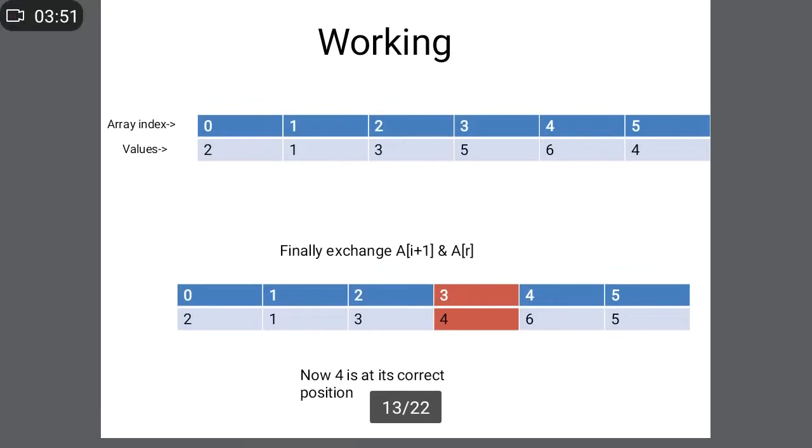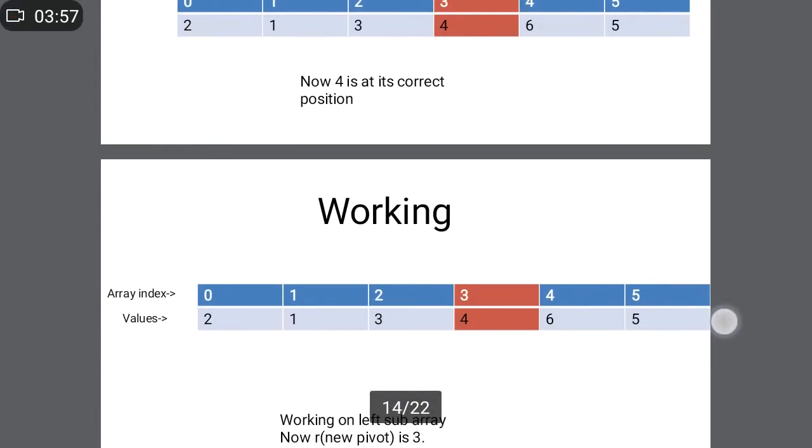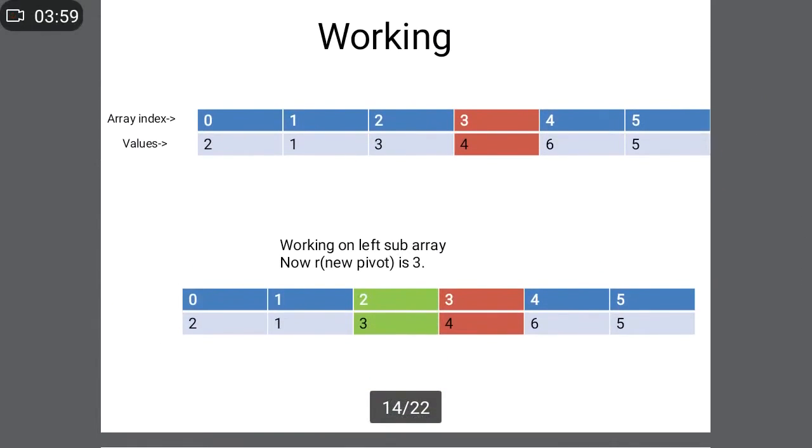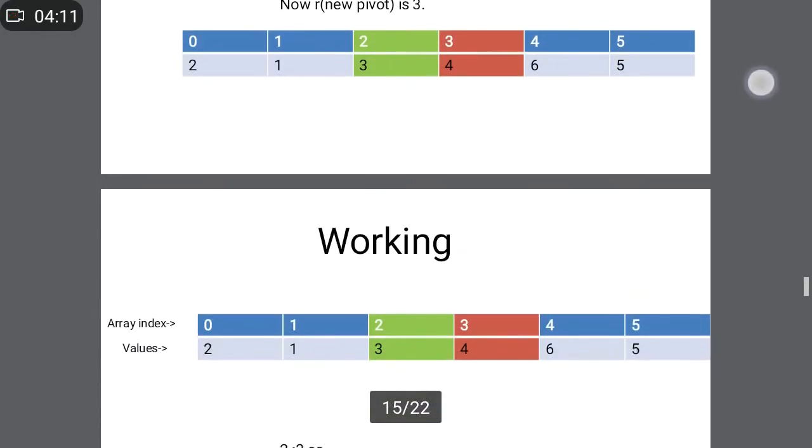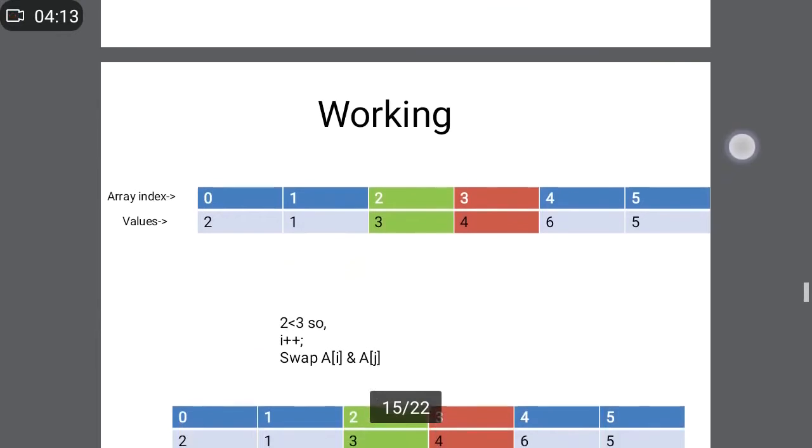So now we start working on the left subarray. In the left subarray our rightmost element is 3. So 3 becomes our new pivot. Now i is -1 and j is 0. So 2, the value at j, gets compared with 3. So 2 is lesser than 3.